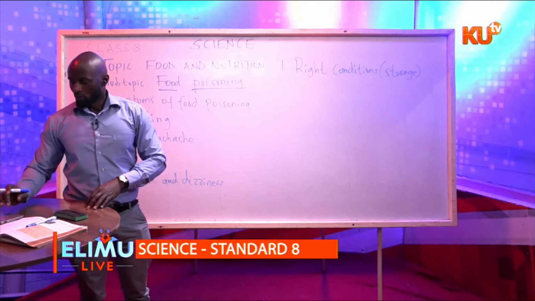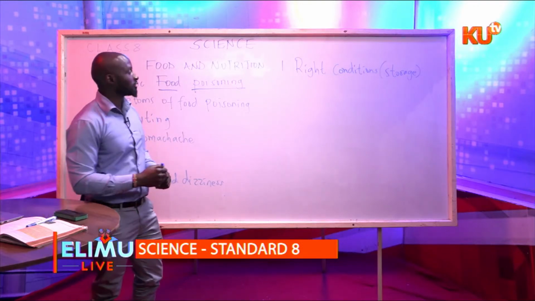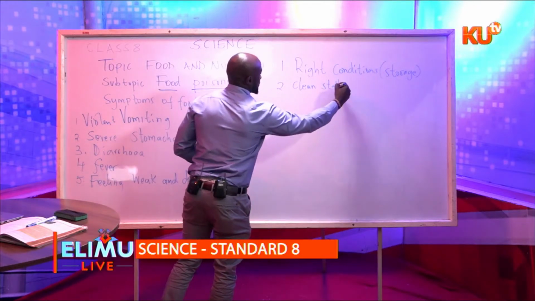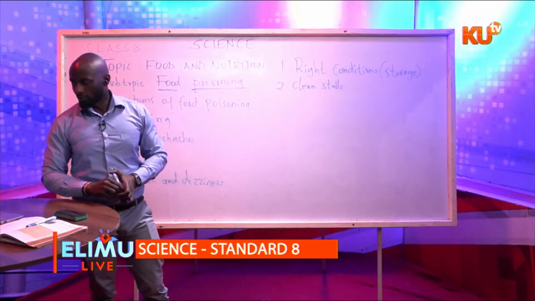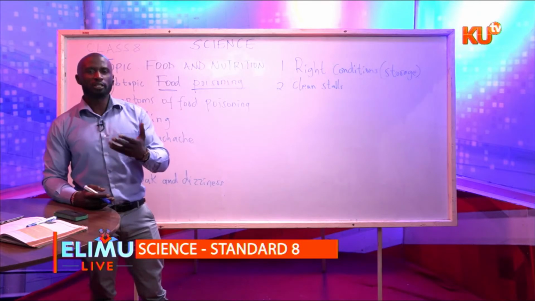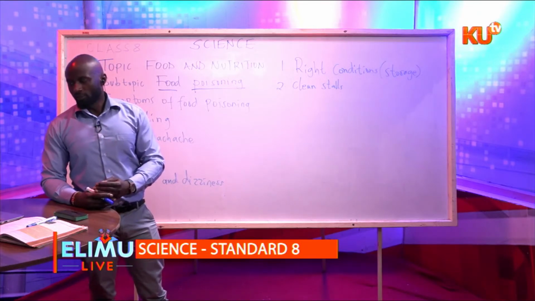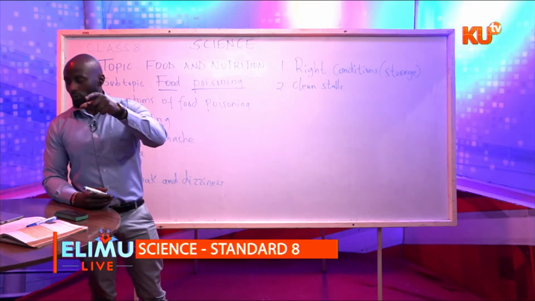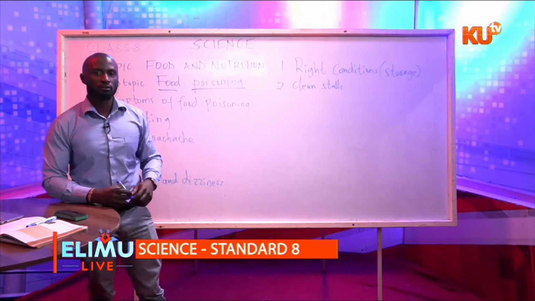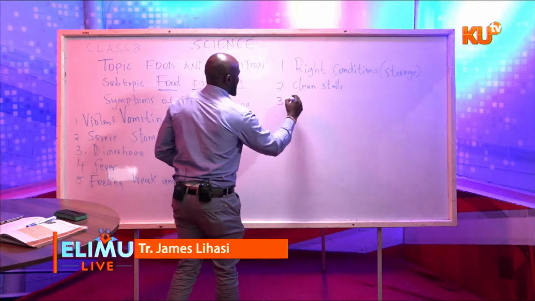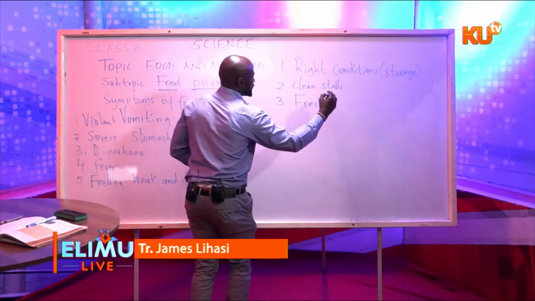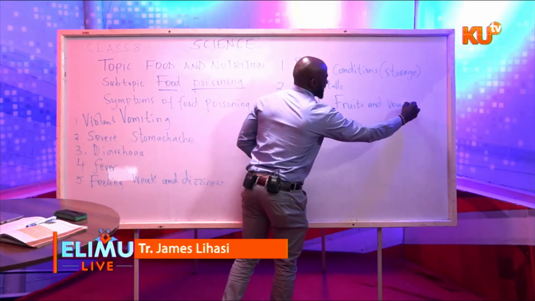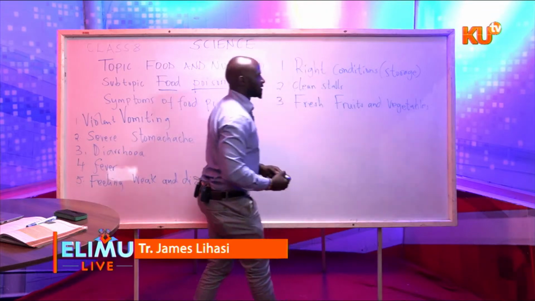Number two, when you go to purchase food, make sure that you purchase food from clean stores, whether kiosks, food vendors, or marketplaces. Make sure that place is clean. Then once you buy it, the good thing to do is to also ensure that you are buying fresh products, especially, boys and girls, when you talk of fruits and vegetables. Make sure they are fresh.